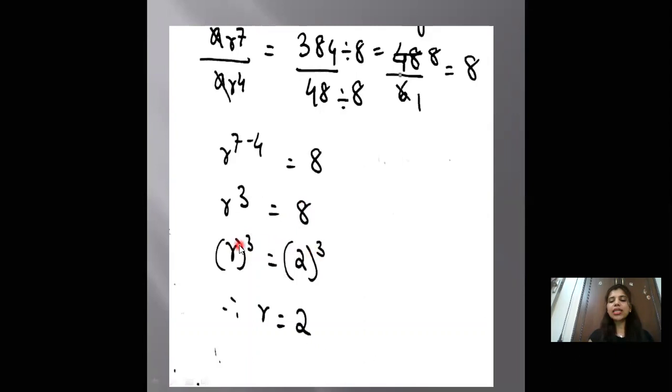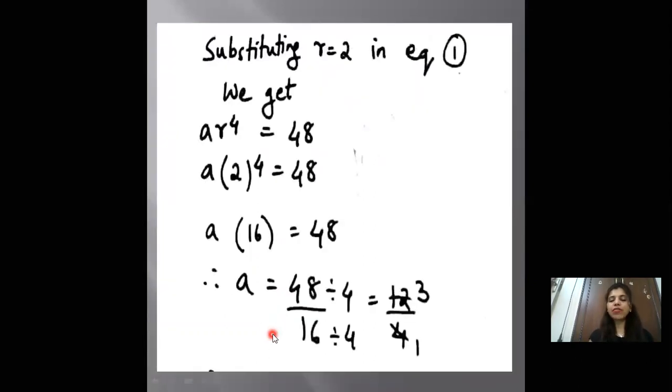So as the 3 3 index is the same, the bases become same. So R is equal to 2. Now once you have got the value for R, you substitute in any one of the equations and get the value for A. So we have selected equation 1. So AR raised to 4 is equal to 48. We substitute the value of 2 for R. So 2 raised to 4 is 16. When you take it to the other side, 48 divided by 16.